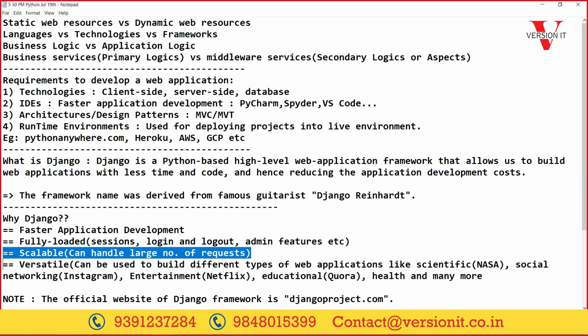Social networking sites, Instagram is used. And when we take scientific organizations, the NASA website and the ISRO website are built on Django. Even ISRO also. And when we take education related, Quora. But you might have heard of Stack Overflow.